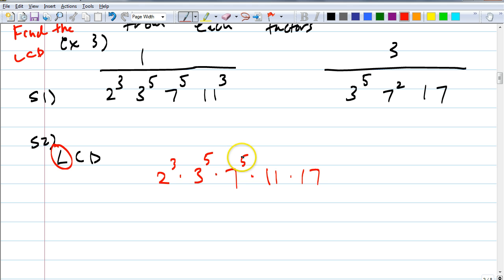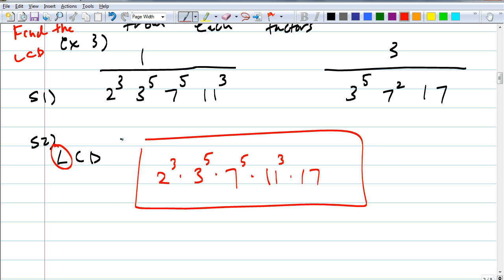5th, I said we choose the highest. And Kobe was wondering why. Anyway, so let's think about that. What about 11? 11 to the third, 17 to the first. Okay, that's your LCD. You're done, guys. Easy. Well, like I said, doing these steps is easy, but do you understand why?